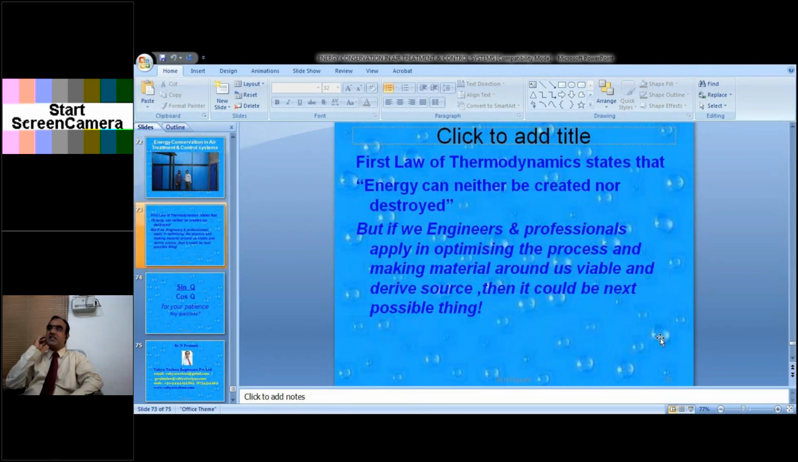The first law of thermodynamics states that energy can neither be created nor destroyed. But if we engineers and professionals apply ourselves in optimizing the process and making the materials around us viable and a derived source, then it could be the next impossible thing. This is what I want to conclude.